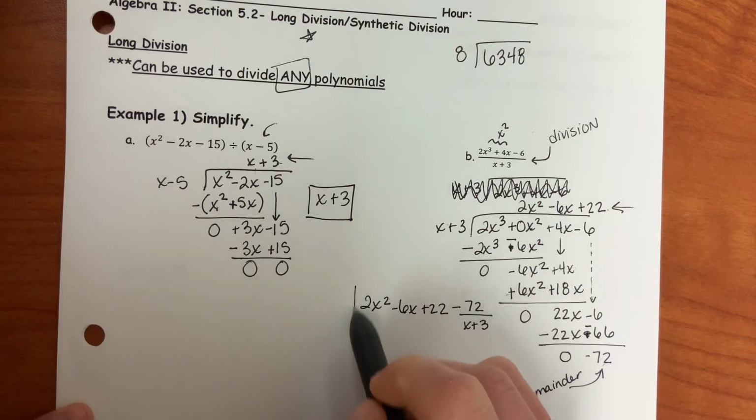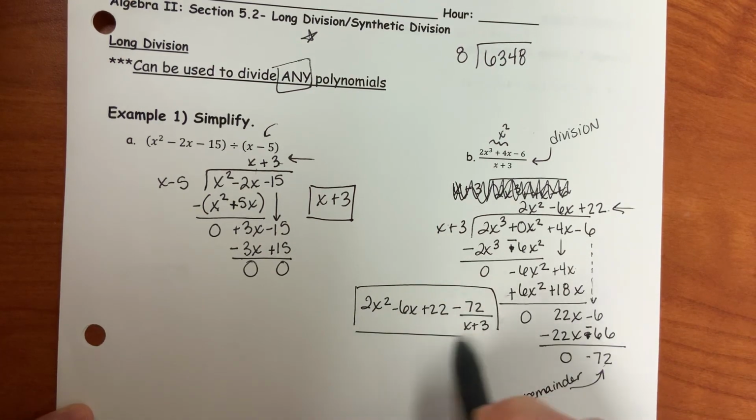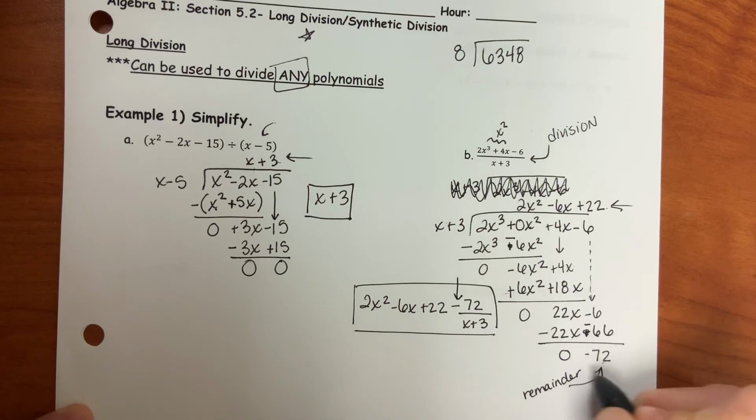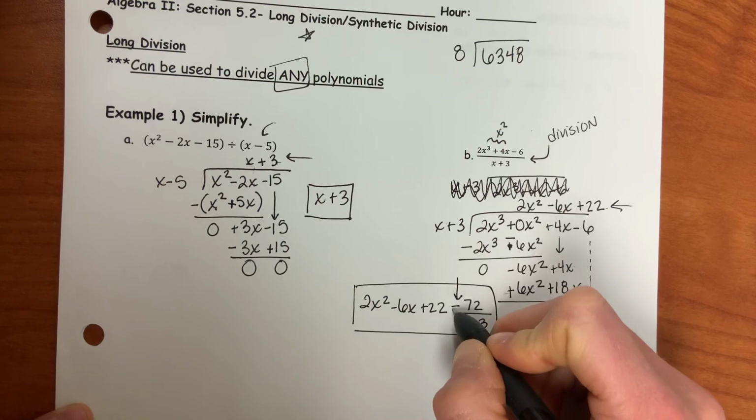And this is our answer. The sign right here is totally determined by the sign on the remainder. Since the negative 72 is negative, that's a subtraction sign right there.